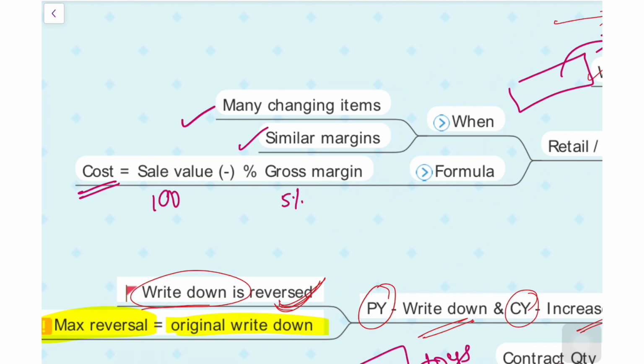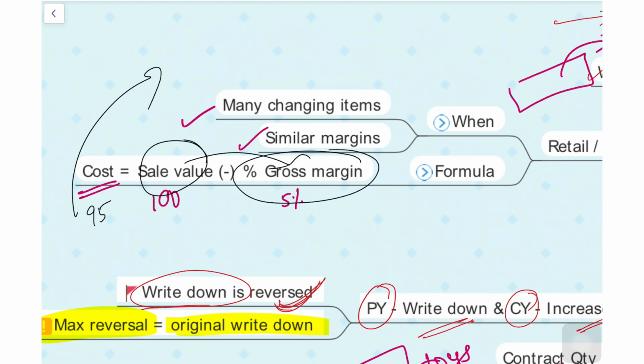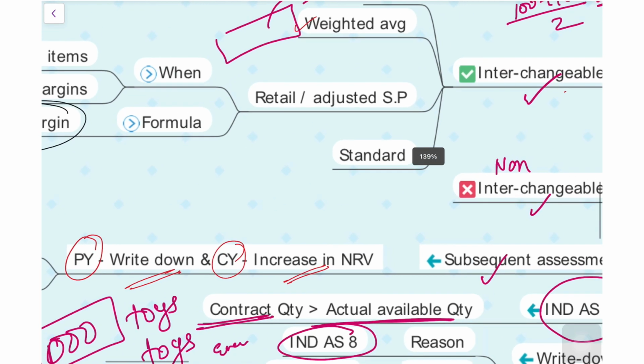Here you will just assume that your cost is 95 rupees for all the Maggi packets. You are going on the reverse basis. You see what the sale value is, then you deduct the gross margin, and then you arrive at your cost. So this is one method.